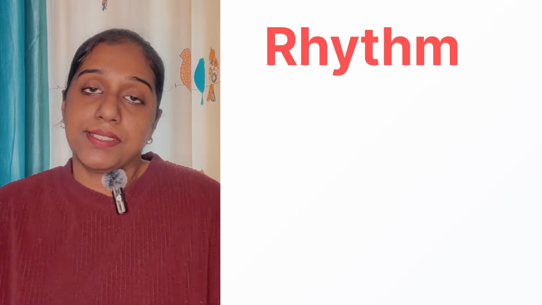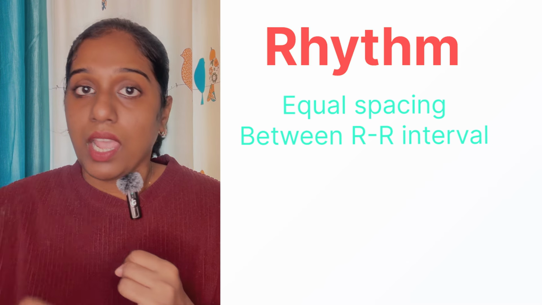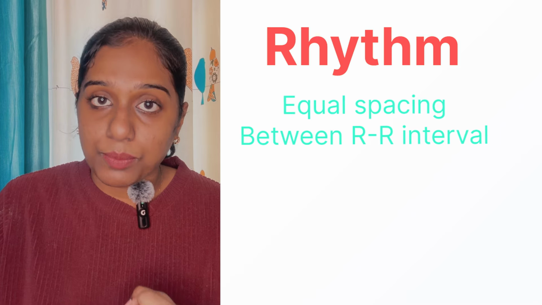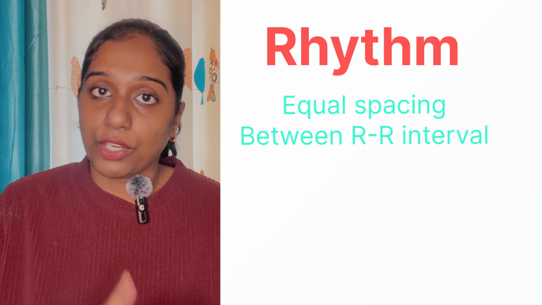Next is rhythm. Rhythm means how we can find whether a particular ECG has a normal rhythm. We have to check 3 things. First thing is that there is equal spacing between two RR intervals. If there is equal spacing, then the rhythm is regular. If the spacing is not equal, then it is an irregular rhythm.